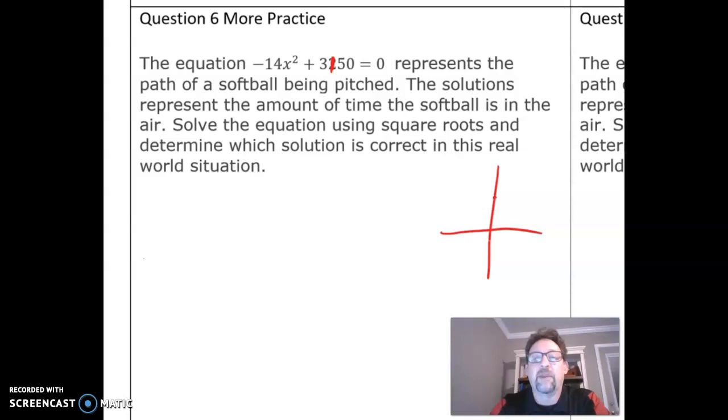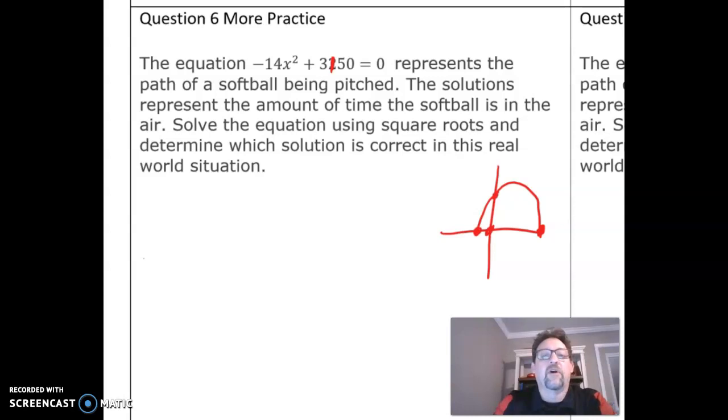So it's pitched from here, it goes up, and it goes down. And we're looking for the time that it was in the air from the time that it was pitched. Okay, so we're looking for this solution right here. The solutions represent the amount of time the softball is in the air. Solve the equation using the square root. Now this parabola also goes back here, and we have a solution here as well.